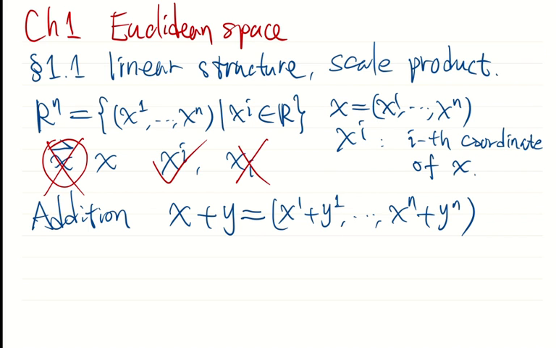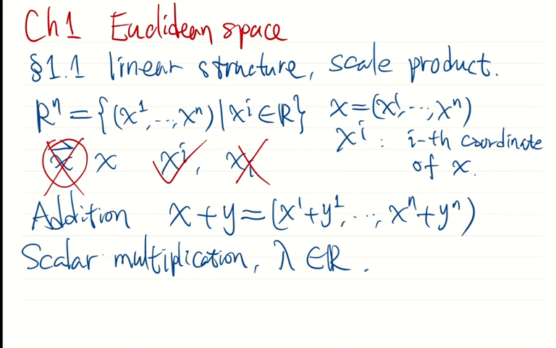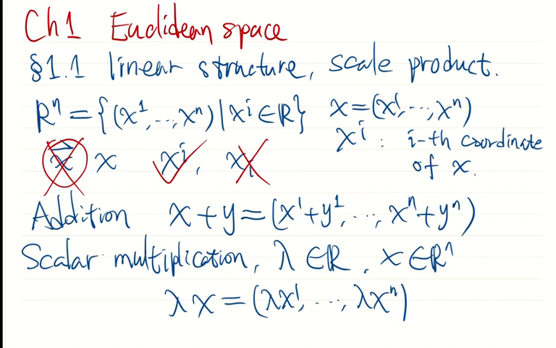And we also define scalar multiplication. For scalar multiplication, lambda is a real number and x is an element of Rn. We want to define lambda x, lambda multiplied by x. This is a new element in Rn whose components are lambda x1, ..., lambda xn. So the two operations on Rn have already been defined.